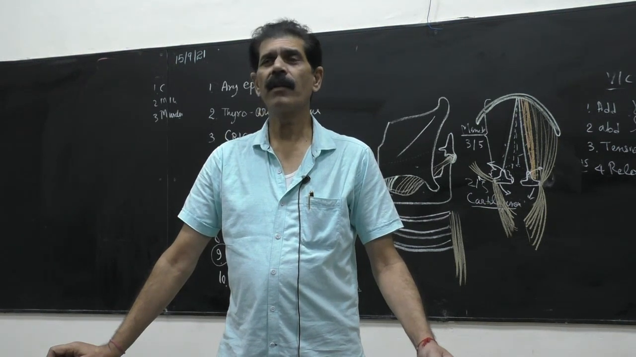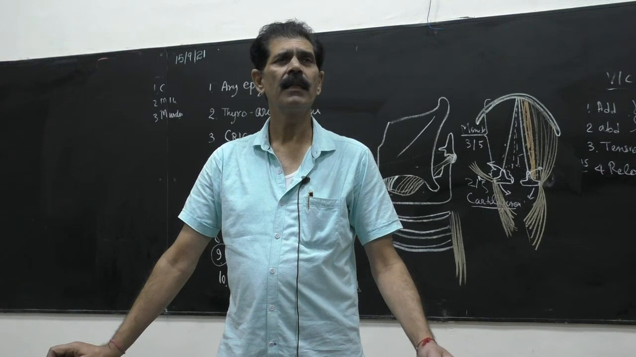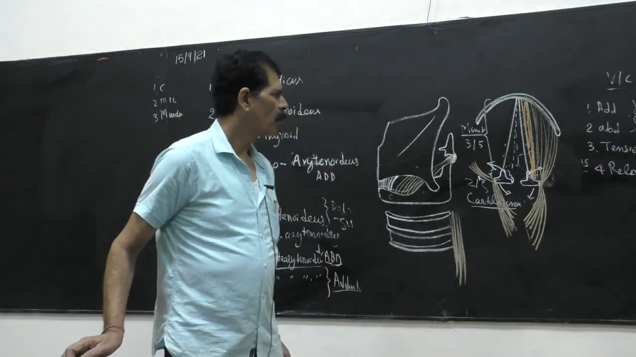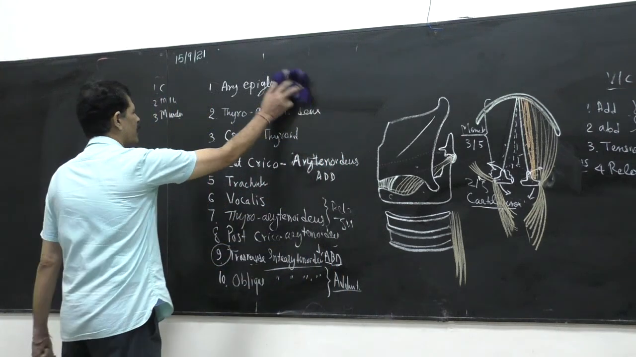So this is how we have done the muscles of the larynx along with their actions. Now comes their nerve supply, or the nerve supply of the whole larynx as a whole.